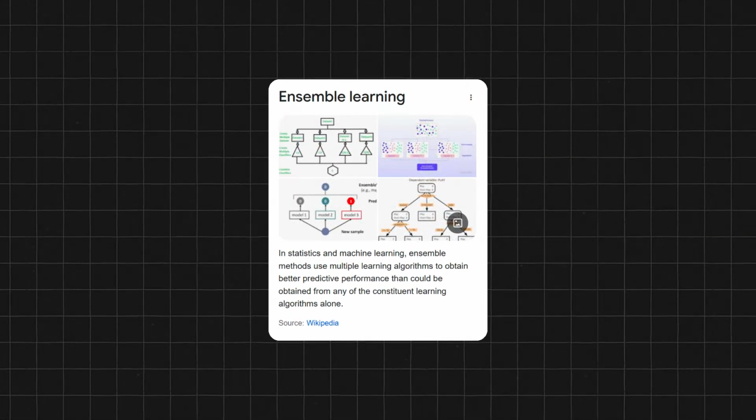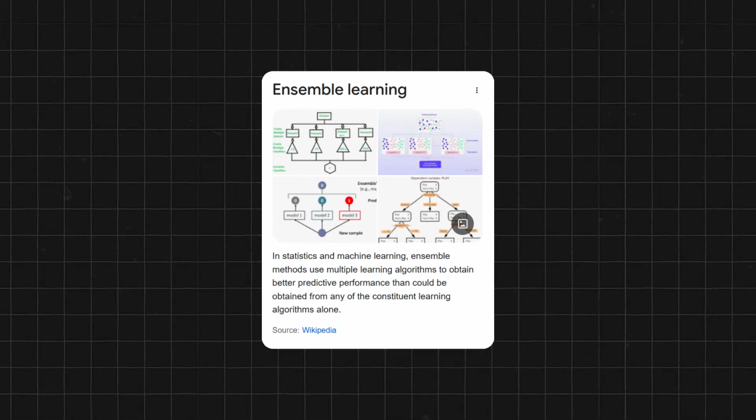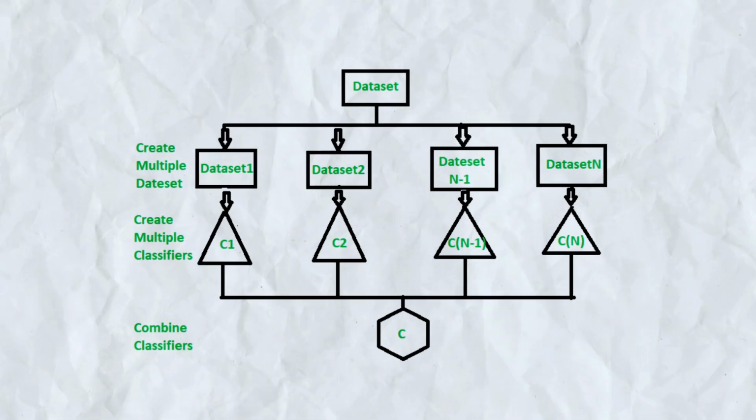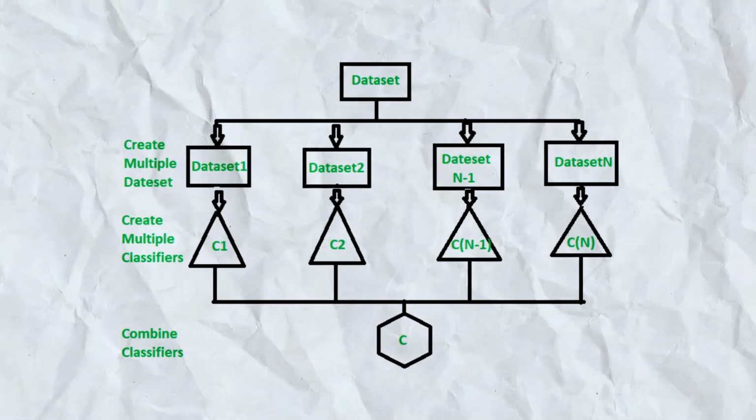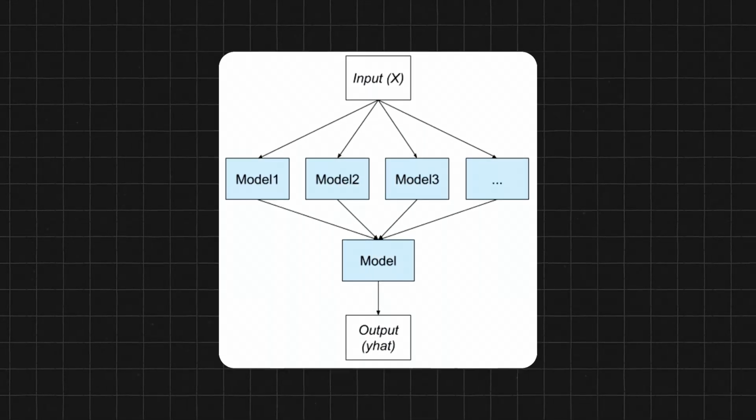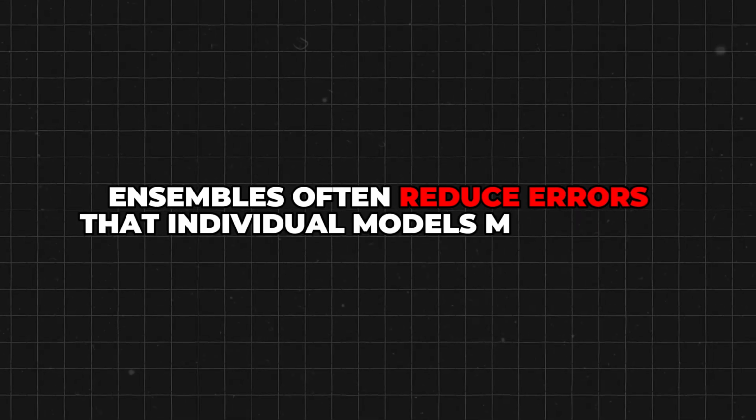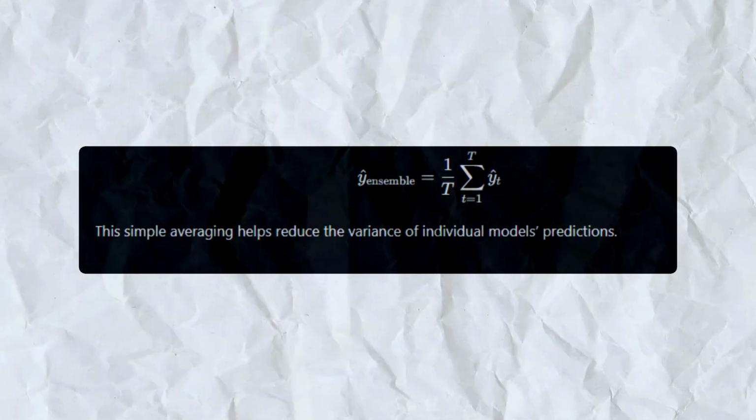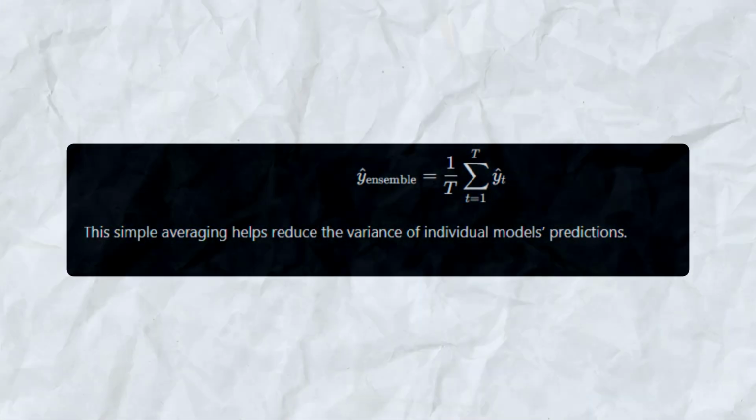Ensemble methods improve predictive performance by combining the outputs of several models. The idea is analogous to seeking multiple opinions rather than relying on a single expert. By averaging the predictions or taking a majority vote among several base learners, ensembles often reduce errors that individual models might make. This simple averaging helps reduce the variance of individual models' predictions.